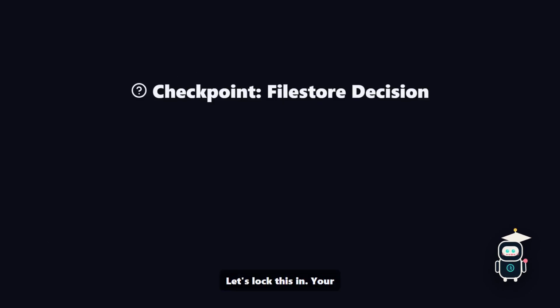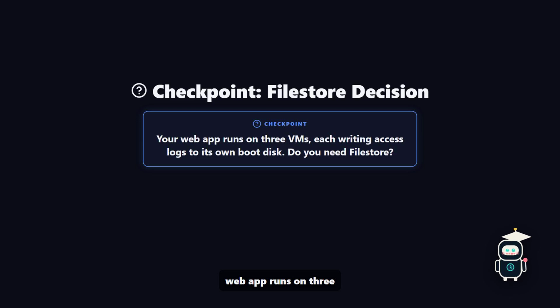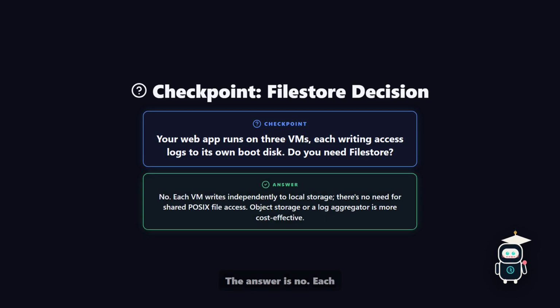Let's lock this in. Your web app runs on 3 VMs, each writing access logs to its own boot disk. Do you need Filestore? The answer is no. Each VM writes independently to local storage. There's no need for shared POSIX file access. Object storage or a log aggregator is more cost-effective.